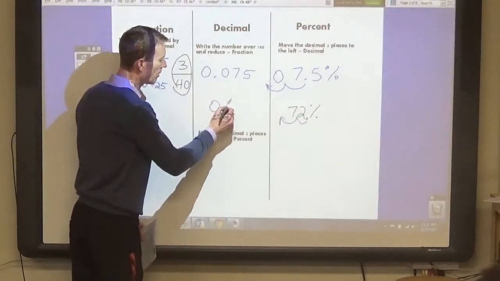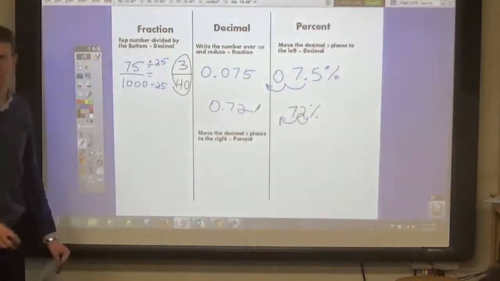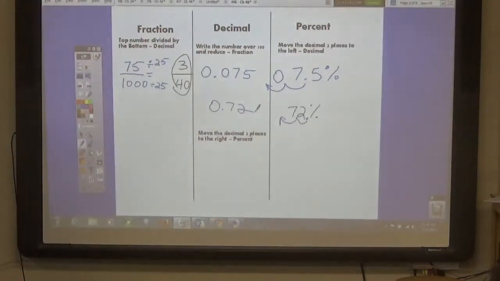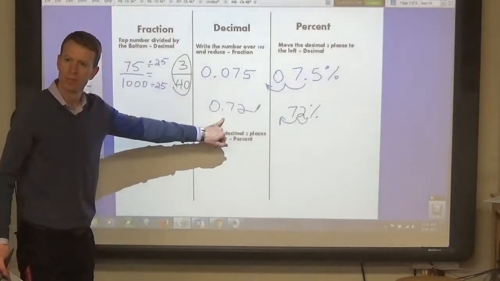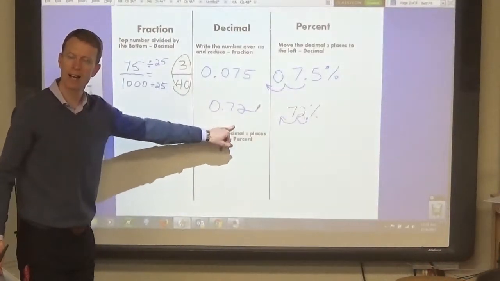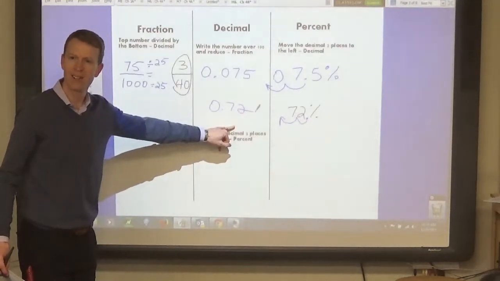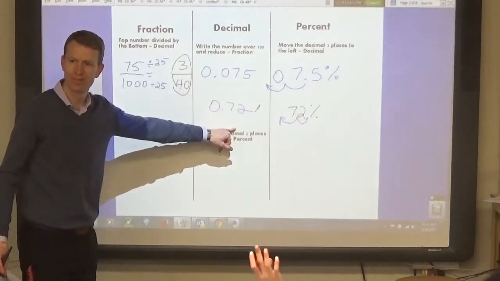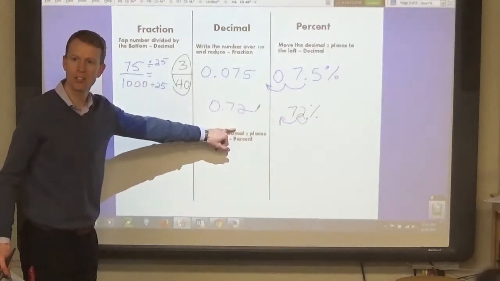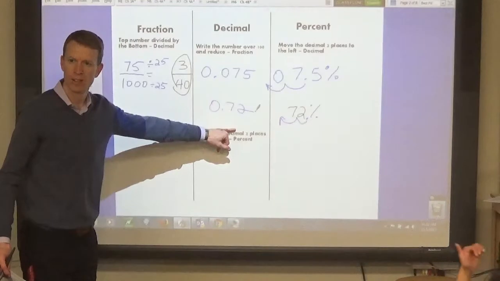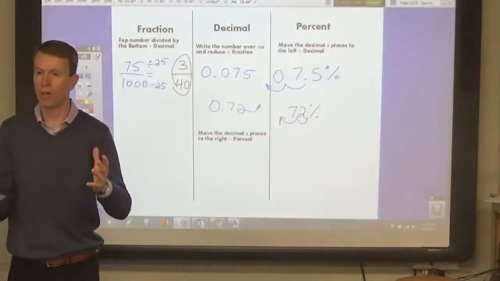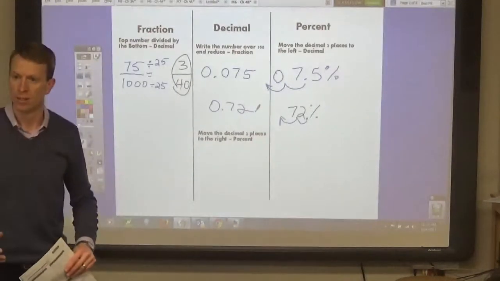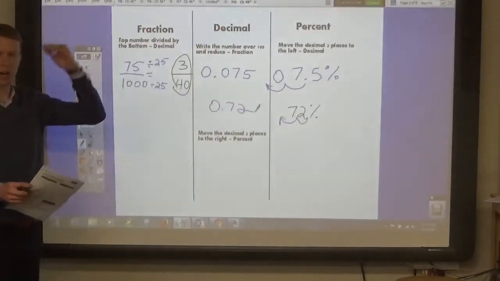0.72. Good, 0.72, and how do you read this number? 72 hundredths. Yeah, so how would we write that as a fraction? How do you write it as a fraction? Say the number again, you just said it. 72 hundredths. Yeah, so how do you write 72 hundredths as a fraction?